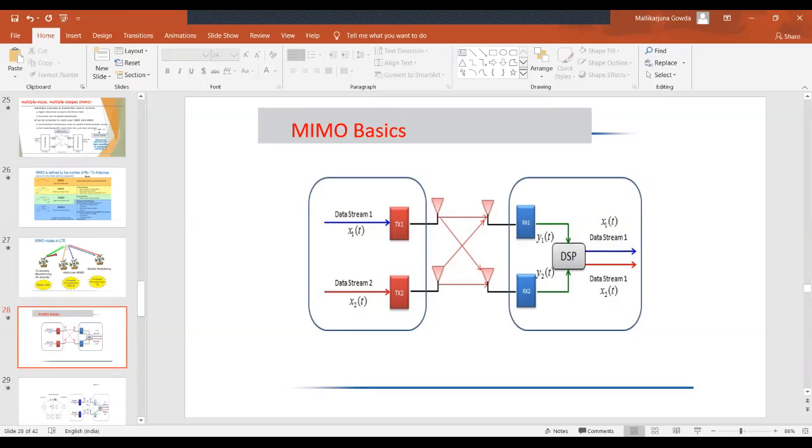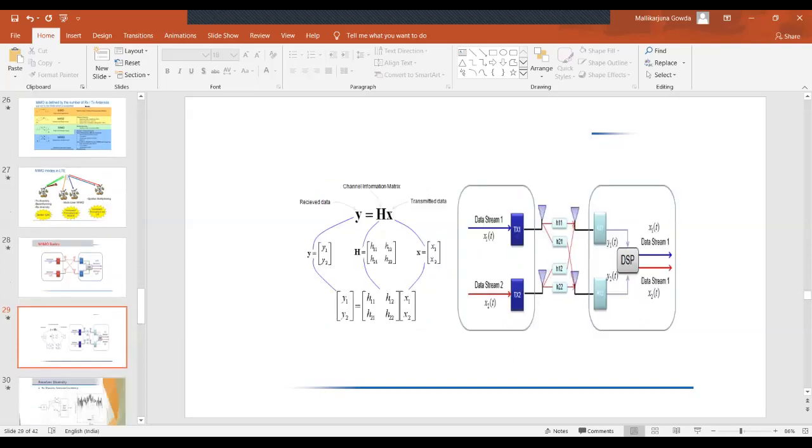At the receiver side, I call the received symbol through the receiving antenna as y1 of t, and through another antenna as y2 of t. Those two will be applied to the DSP process, post-processing, as I said in the previous slide. That is done by using DSP, signal processing. Then I will be getting back two output data streams, data stream 1 and data stream 2. This is a little bit mathematical, right?